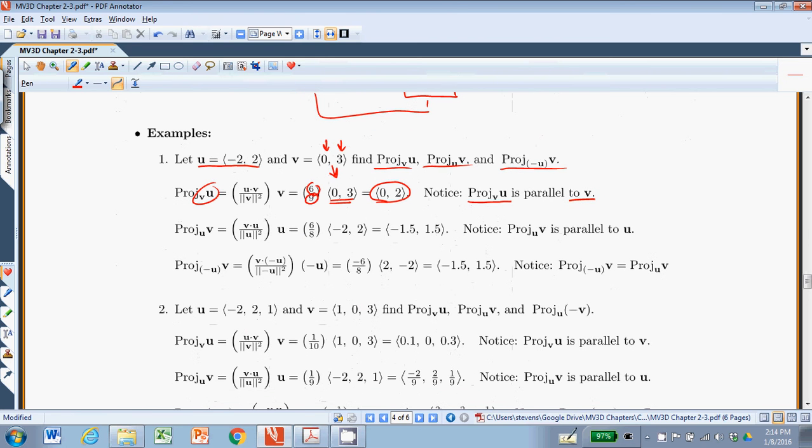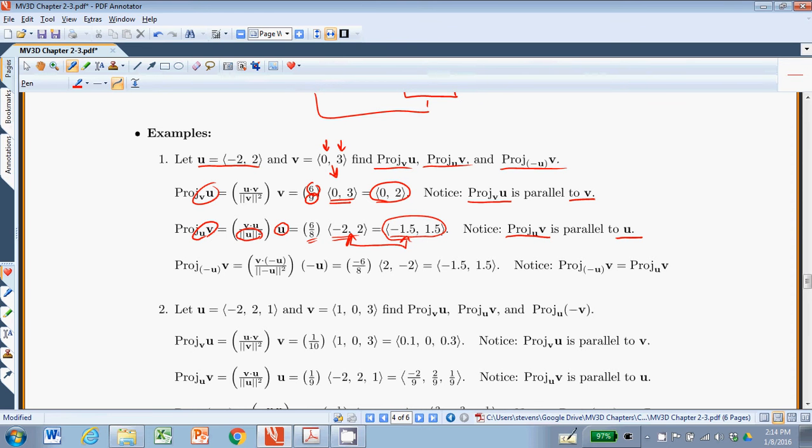If I do the same thing when I project v onto u, I go through some similar math, the difference being that I'm dividing by the size of u squared and I'm multiplying by the vector u. And when I do that, get the length, get the direction, and then do the scalar multiplication, I get negative 1.5, 1.5. Notice that is parallel to u. The projection of v onto u is parallel to u. So that's important: whatever you're left with has to be parallel to what you're projecting on.